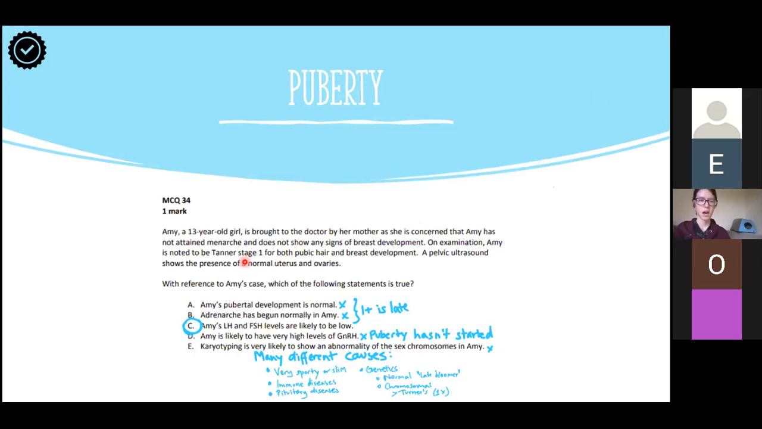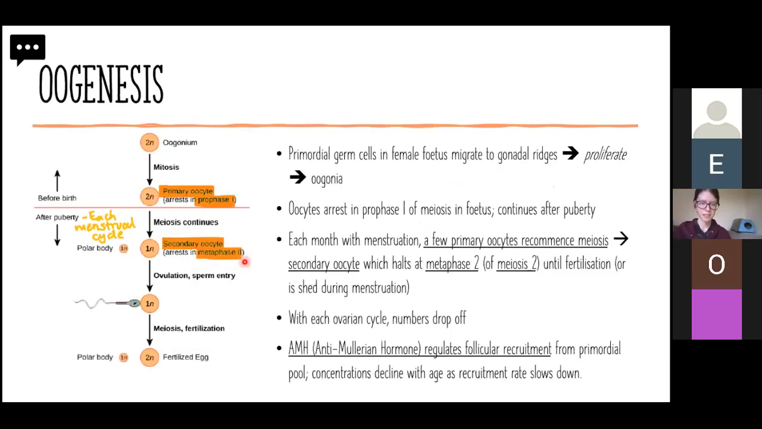All right, oogenesis. Big topic here. Important to know at this stage is that, firstly, females start off with all the eggs they're ever going to have in the fetus. They don't make any more. So they'll do that mitosis stage in the womb, and it'll arrest or stop at prophase 1 of meiosis 1. So it'll have just gotten to the start of meiosis 1.